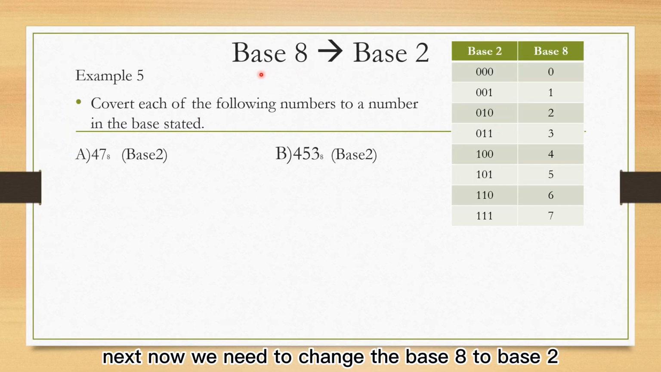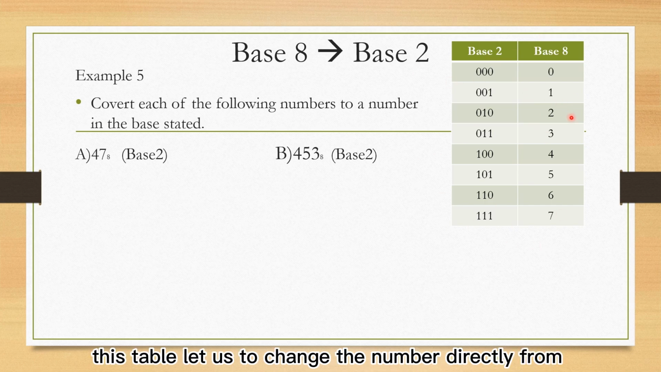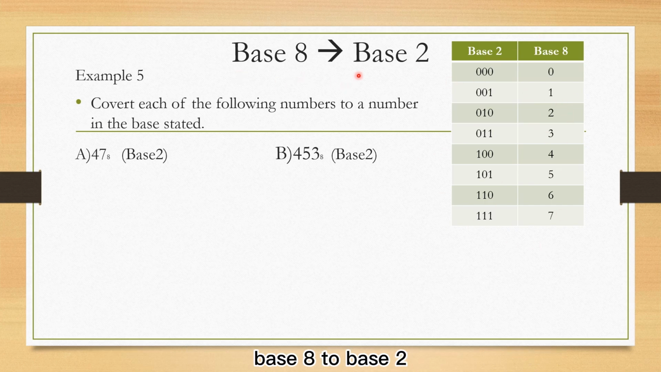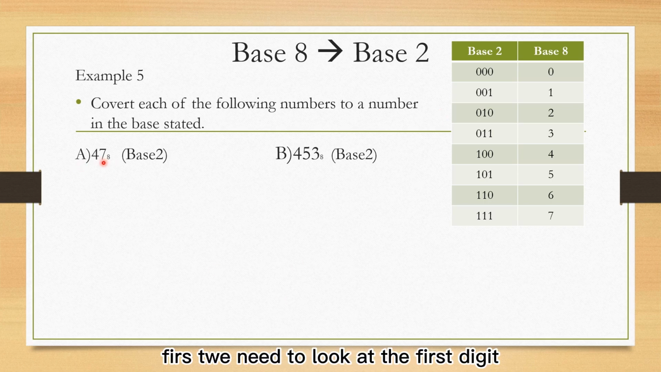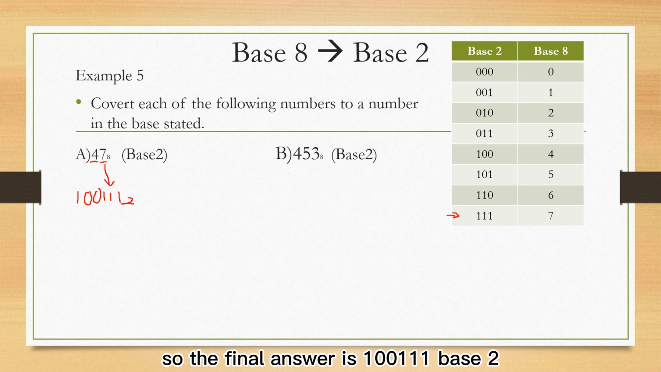Next, now we need to change base 8 to base 2. Same as the previous slide, we need this table to change directly from base 8 to base 2. First, we look at the first digit. 7 is equal to 1, 1, 1, and the 4 is 1, 0, 0 in base 2. So the final answer is 1, 0, 0, 1, 1, 1 base 2.